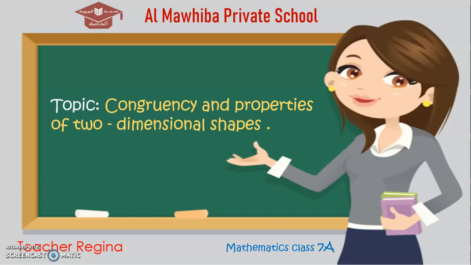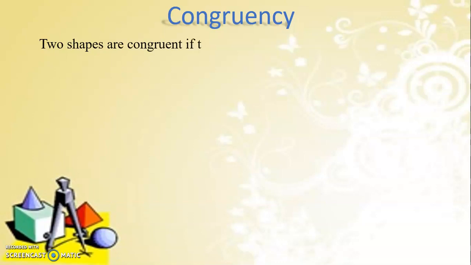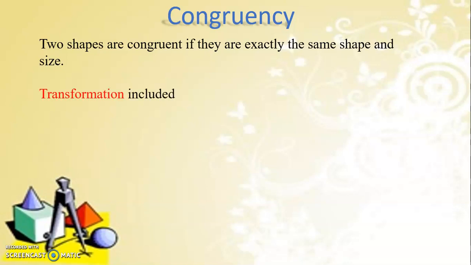But let us start. What is congruency? We can say that two shapes are congruent if they are exactly the same shape and size. Transformation showing a congruency of a shape. Transformations include reflection, rotation, and translation.